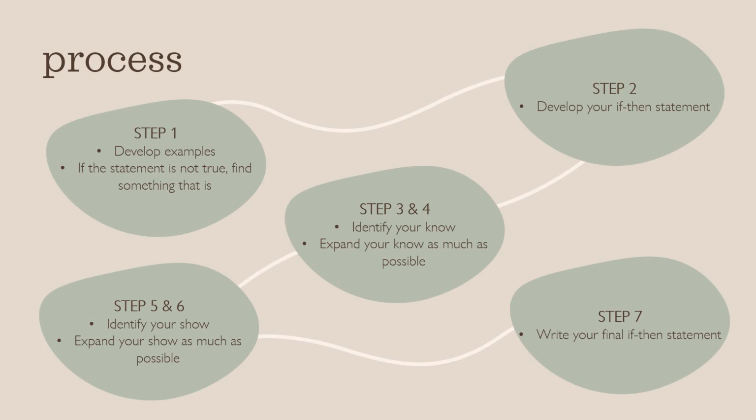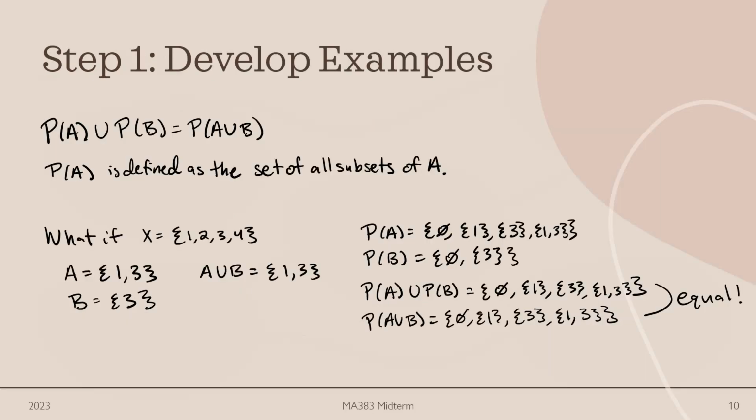Now step 7 is going to be writing that final if-then statement. So from your expanded no and your expanded show, you are then going to rewrite that as if our no, then our show. And this gives you a final statement to work with for your proof that you can start your proof off with.